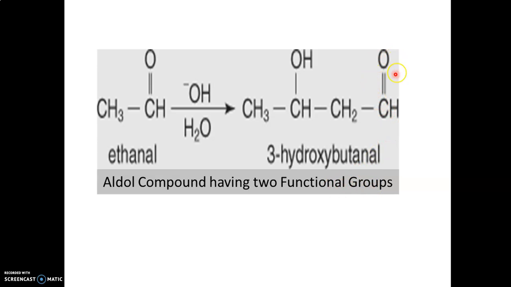So the aldol compound has two functional groups: one is the carbonyl group and the other is the hydroxyl group, and hence the resulting compounds are named aldol compounds, having two functional groups.